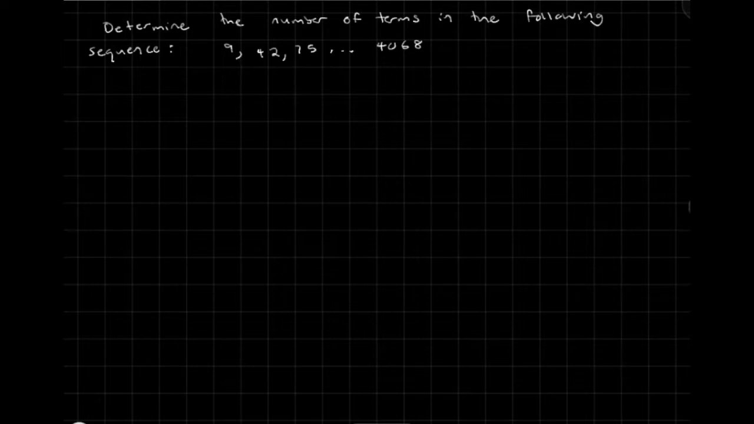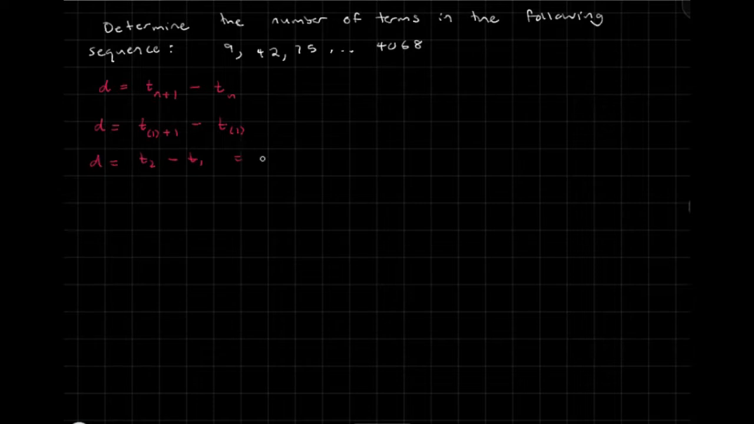Okay, let's determine the number of terms in the following sequence: 9, 42, 75, it goes all the way to 4068. So first we want to test to see if it's an arithmetic sequence. An arithmetic sequence has a common difference d, which can be determined by taking the subsequent term tn plus 1 minus the present term tn. So I'm going to test the subsequent term. If I let n equal 1, you get t1 plus 1 minus t1. This is t2 minus t1, so t2 is the subsequent term of t1.